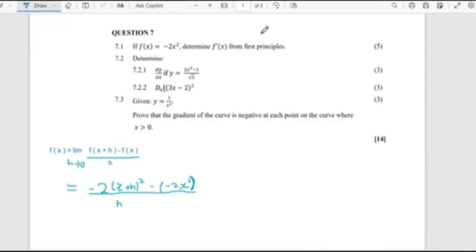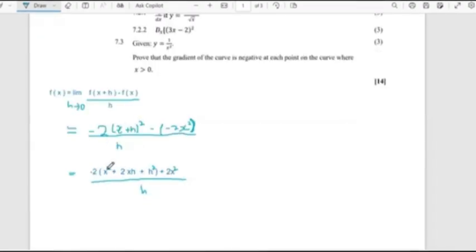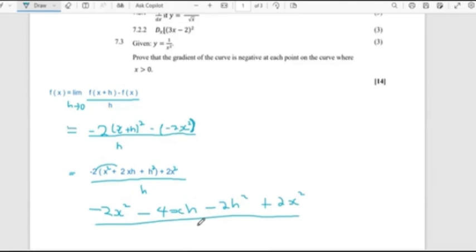Now, let's go about doing that. If we expand this bracket, we're going to have x squared plus 2xh plus h squared. And then here this negative is going to multiply with this negative, so we're going to get a positive value. From here, we distribute the 2 into the bracket. So we will have minus 2x squared minus 4xh and minus 2h squared plus 2x squared. And remember, everything divided by h.